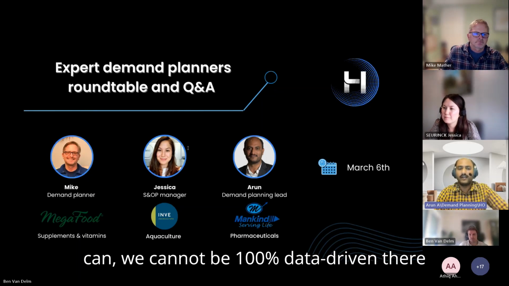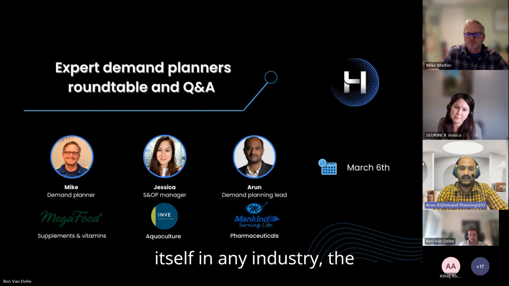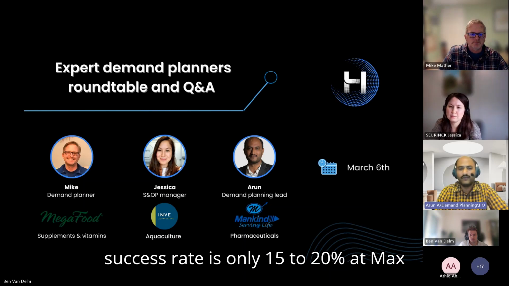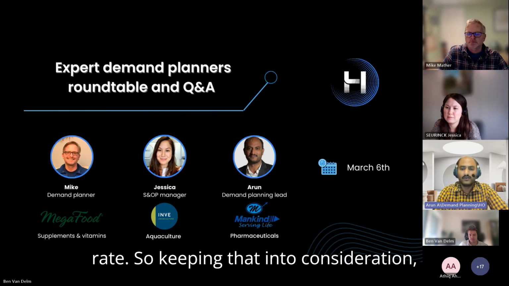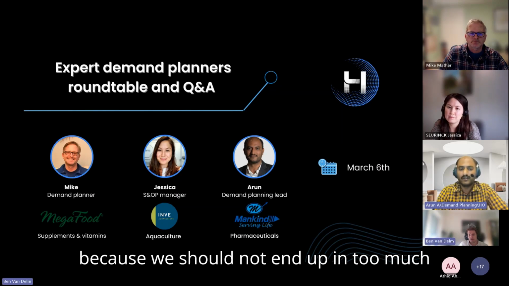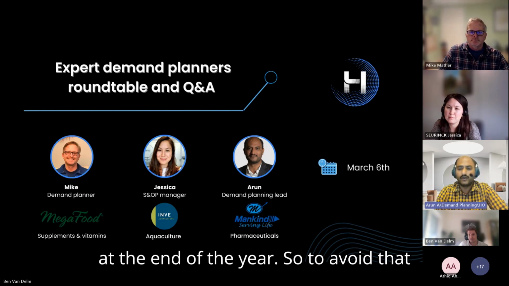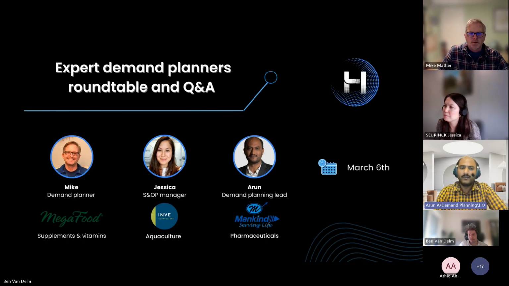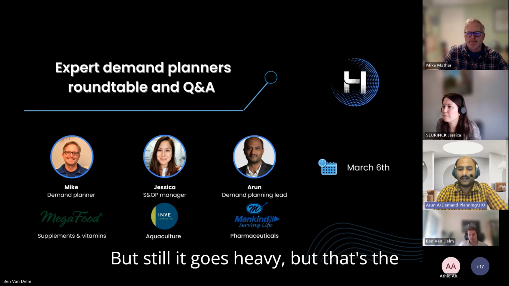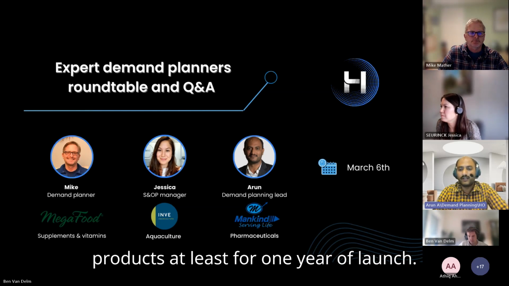We cannot be 100% data driven there, because for new product forecasting in any industry, the success rate is only 15 to 20% at max. Keeping that into consideration, we also take a conservative number because we should not end up over forecasting, leading to write-offs at the end of the year. To avoid that, we take a conservative number, but still it goes haywire. That's the reason we watch new products for at least one year of launch.